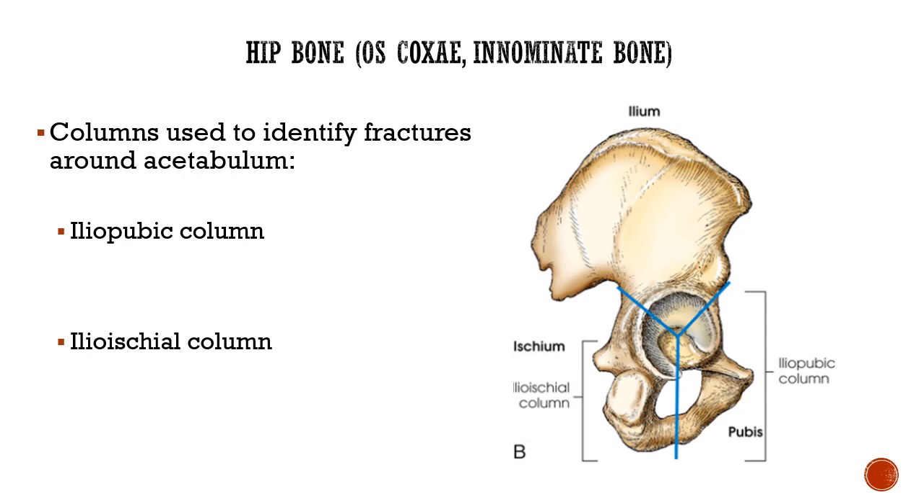We have two columns used to identify fractures around the acetabulum. There's the iliopubic column, which is the column between the ilium, which is the part that's up here, and then the pubic bone, the lower portion, as well as the ilioischial column, which is the ilium, and then also consists of the ischium. That's called the ilioischial column.